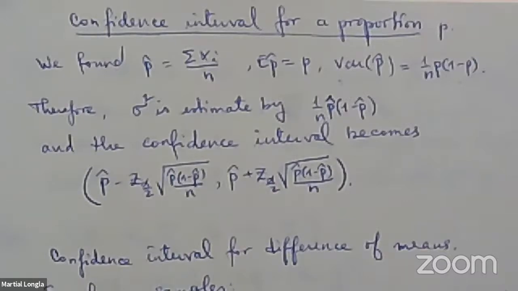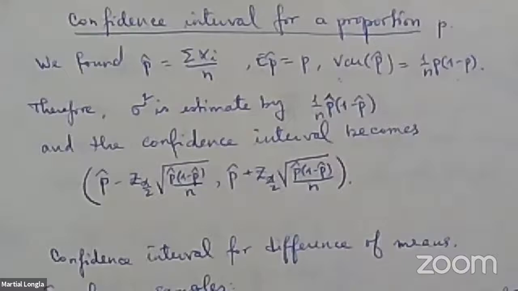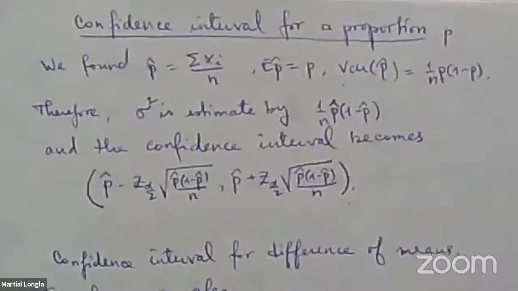Sigma to p hat, okay. The estimator of sigma of p hat. So that's what you would get for the confidence interval.